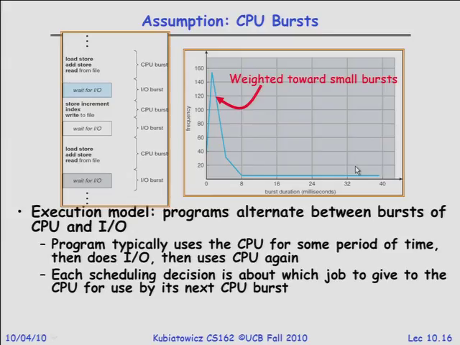And of course, these long ones, since we're time slicing, might represent situations where you run for a while, but then you're forced to give up the CPU. So the assumption we're going to make here is that there are bursts, and we're going to make scheduling decisions based on the burst. So what are some goals that we might go after?